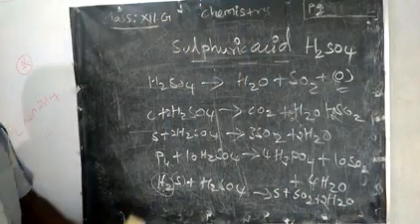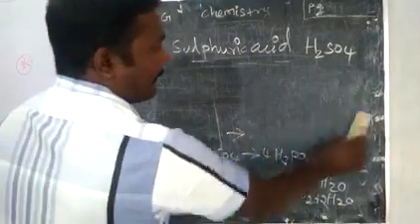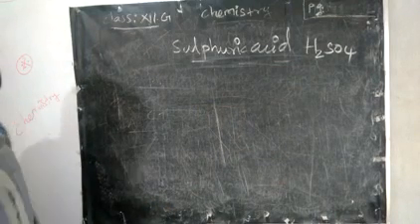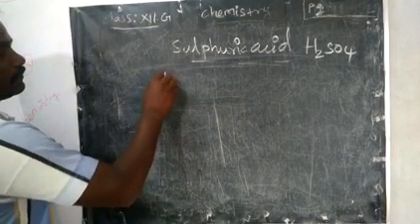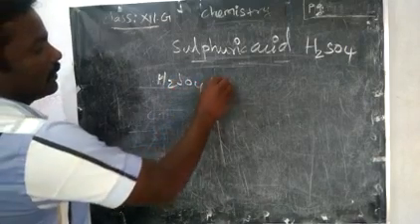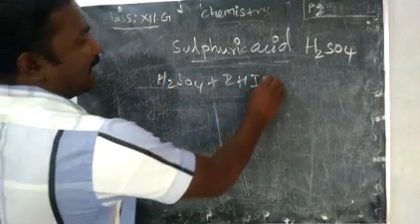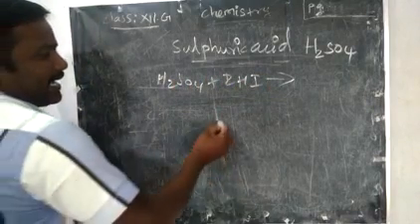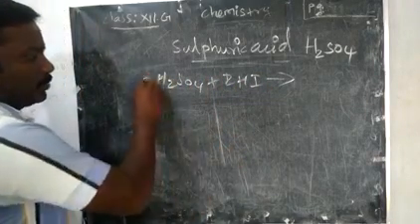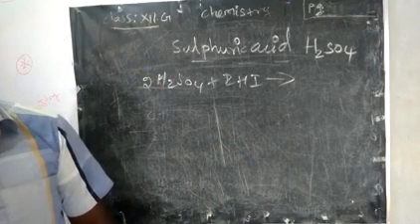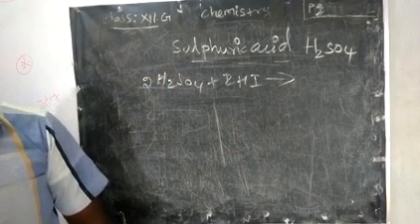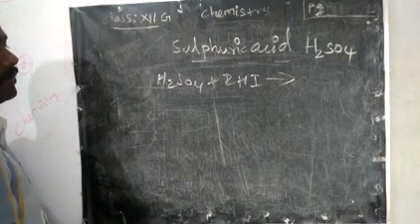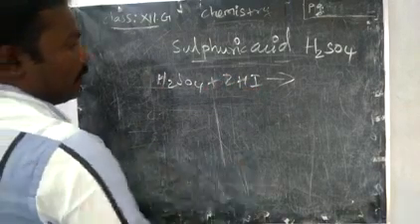Okay, next reaction. Sulfuric acid is treated with HBr and 2 moles of hydriodic acid, HI. It will form iodine gas. It will separate iodine gas. So you have to take 2 moles of sulfuric acid here. Sorry, in our book there is a printing mistake, I think. So it is producing only iodine gas.